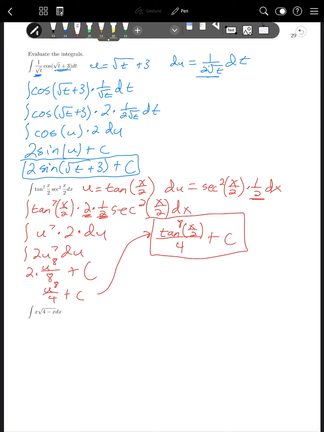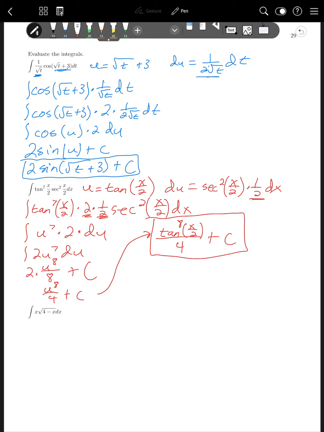Okay, so that's the idea. And hopefully you guys are all okay with that so far. Now, sometimes it's going to be even a little more difficult to figure out what u should be. Those are a little more straightforward. Figuring out what u should be.